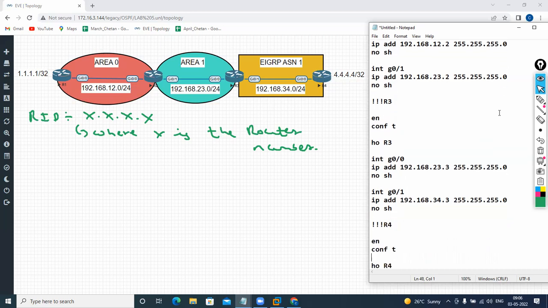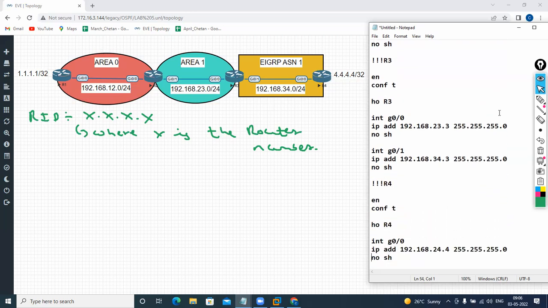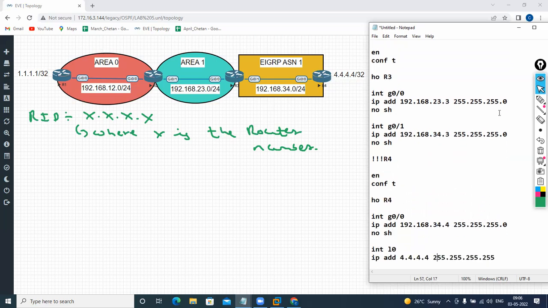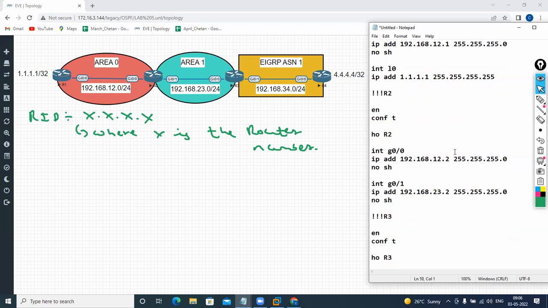So on R4, G0/0 will be 192.168.34.4 and loopback 0 we have 4.4.4.4. Just copy paste.